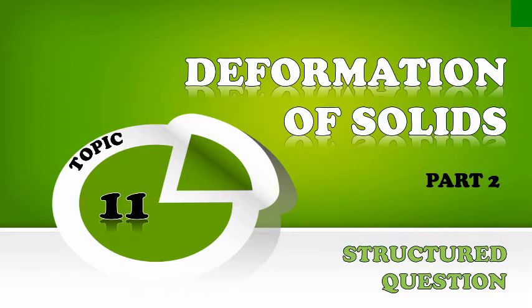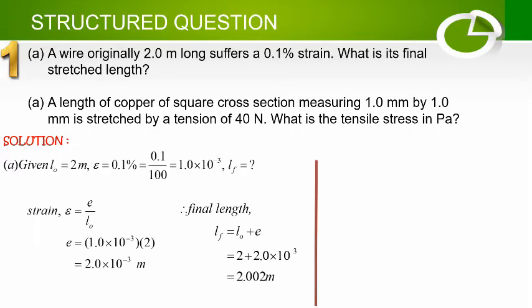So in this video we will discuss the structural questions that relate to the deformation of solids. For question number 1A, a wire originally 2 meters long suffers a 0.1% strain. We need to calculate the final length of this wire. So for the solution, 0.1% strain is equal to 1 times 10 power of negative 3. First step, we need to calculate the elongation of the wire, and then we calculate the final length, which is equal to 2.002 meters.